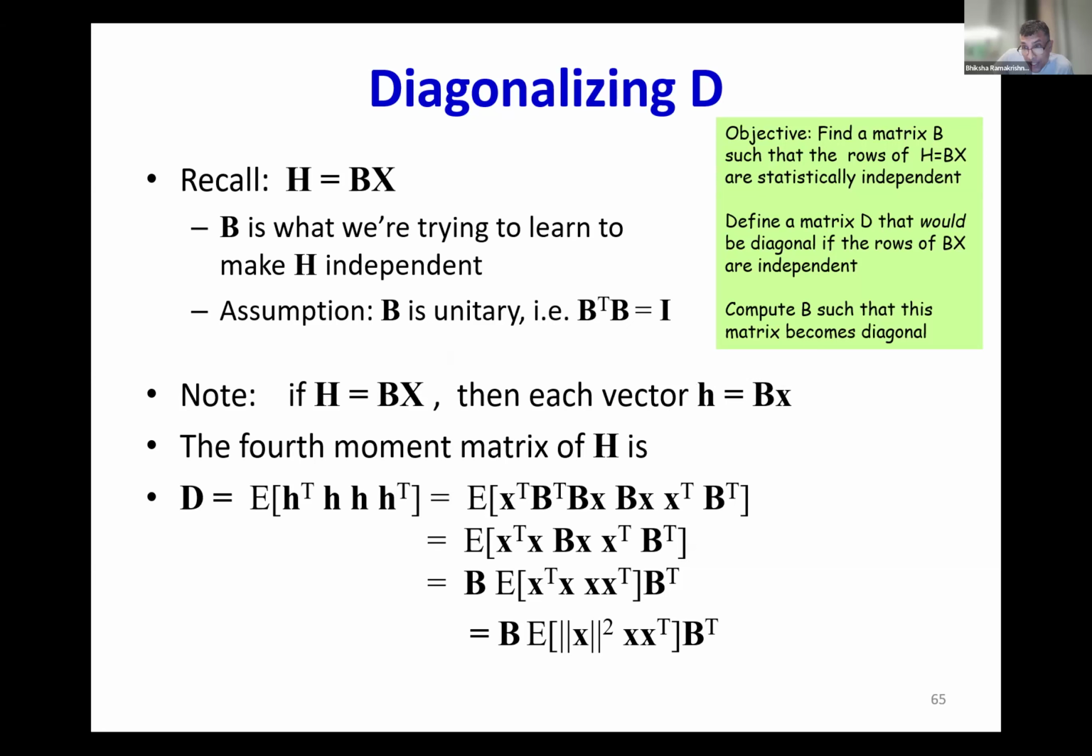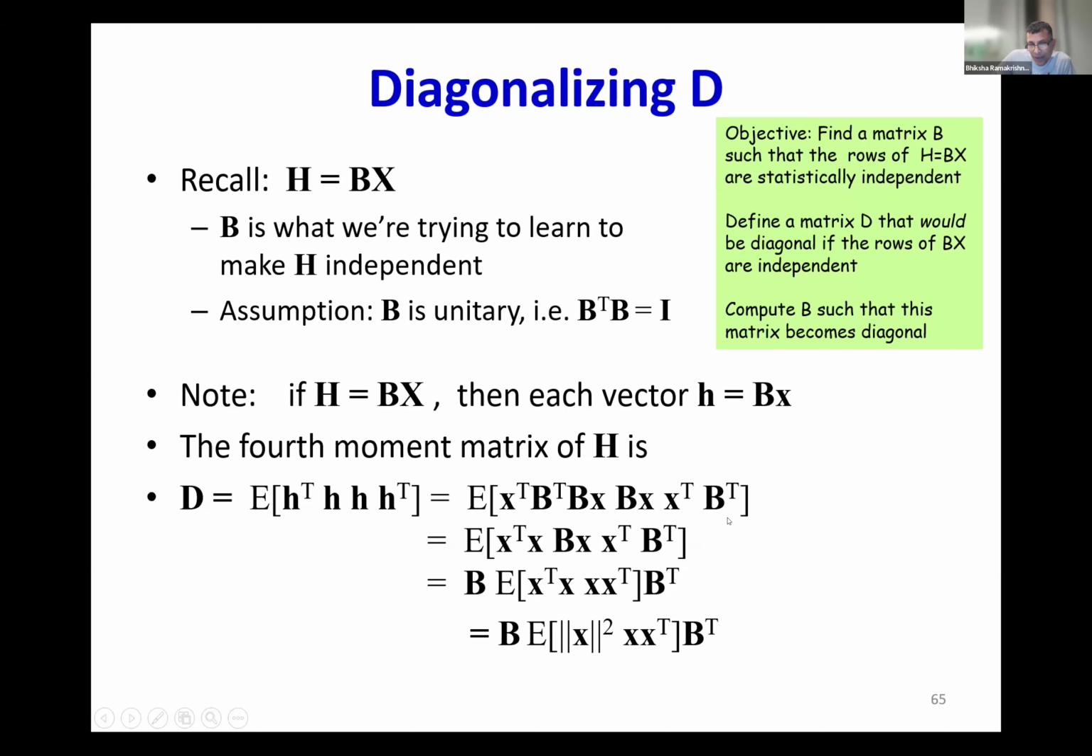But then we said B is unitary, correct? So if B is unitary, B transpose B is an identity matrix, right? Can the rest of you see this?